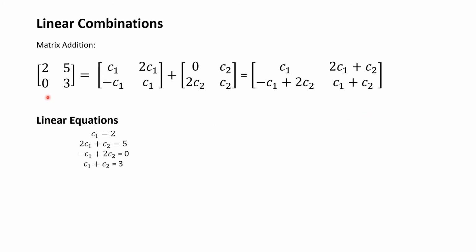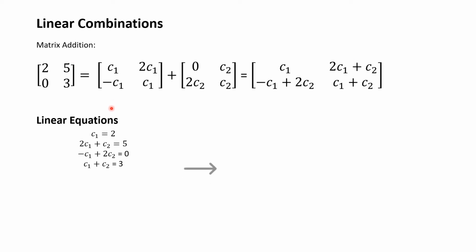We can obtain four linear equations by using the definition of matrix equality, where C1 is equal to 2, 2C1 plus C2 is equal to 5, negative C1 plus 2C2 is equal to 0, and C1 plus C2 is equal to 3. And by doing this, we can obtain four linear equations from this right here.